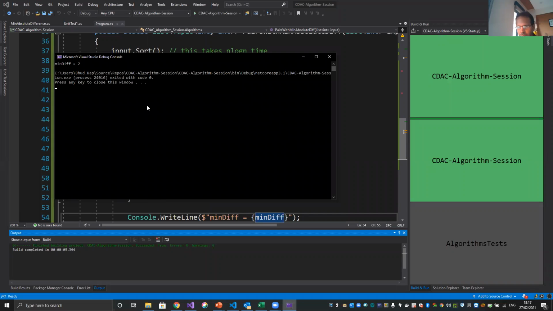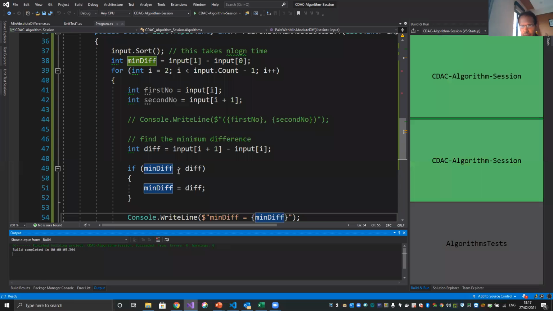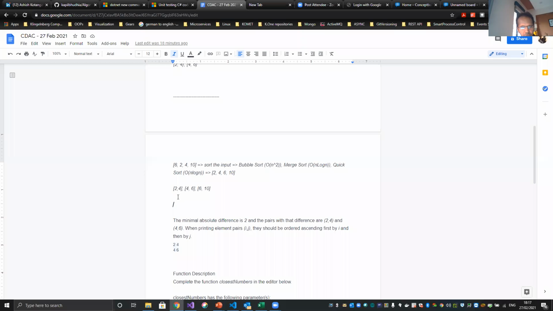So min diff is 2. Prasanna, that wouldn't be less than, because I'm trying to find the minimum. So if I say less than, then I shouldn't be swapping, in fact, right? So if the min difference is greater than difference, then I want to set the min difference as the difference. Because I always want to keep the minimum difference as the minimum. So it came out to be 2, which is sort of expected from these numbers. 2 to 4 is 2, 4 to 6 is 2, and 12 to 16 is 4. So the minimum is 2.